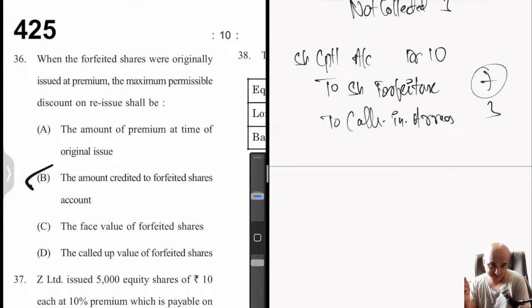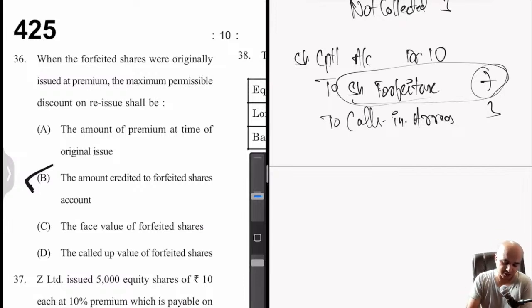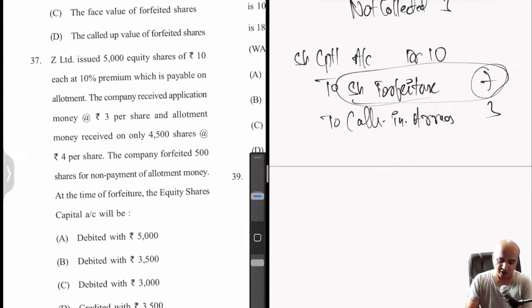So this 7 can be used to issue the shares again, that is to reissue the shares at a discounted price. So that means the maximum discount which the company can give is to the extent of money collected. Where is it being shown? It is credited to share forfeiture account. So therefore here also option B is the right answer. I hope it is clear. Again, this is completely based on the logic which we saw in the previous question itself. There is no change. Moving on.